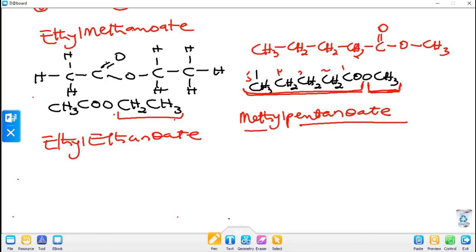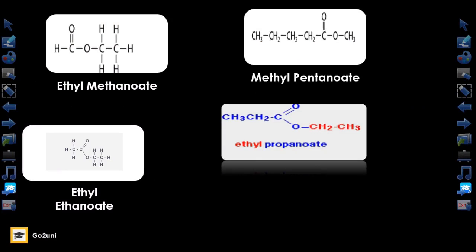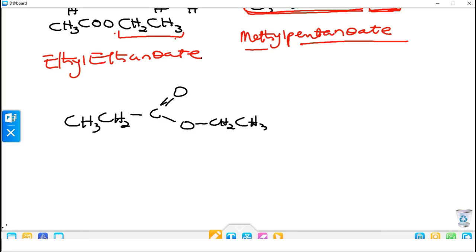Let's take a look at another example. So the next is ethyl propanoate. Now let's get to understand why this compound is called ethyl propanoate. Looking at the compound, the structure is CH3, CH2, C double bond O, O, CH2, and CH3. So, why is the compound called ethyl propanoate?